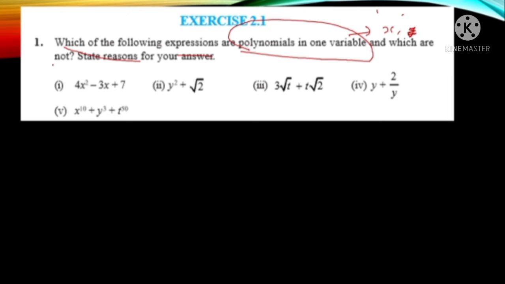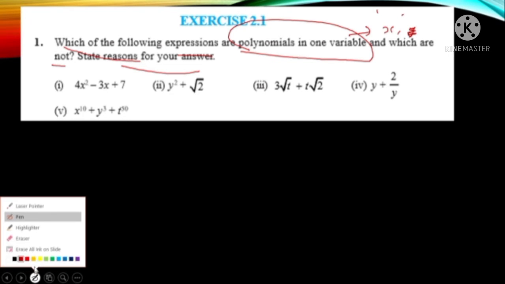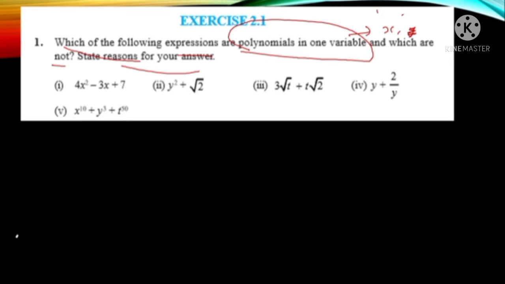There are totally 5 subdivisions given. In this, which polynomial is having only one variable and which is not? State reason for your answer. So you have to say which of the following expressions are polynomials in one variable and which are not, and if it is not, you have to give the reasons.